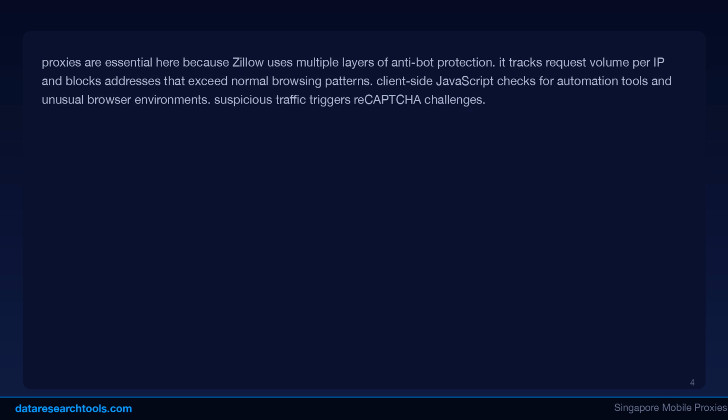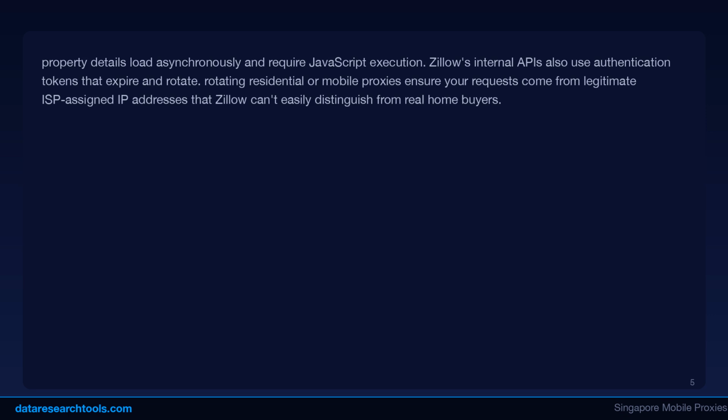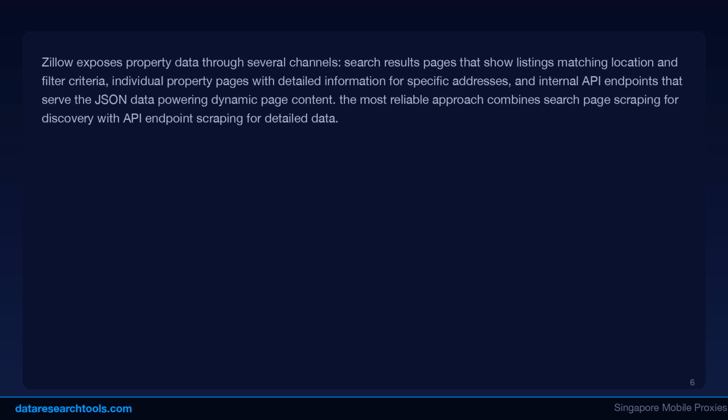real home buyers. Zillow exposes property data through several channels: search results pages that show listings matching location and filter criteria, individual property pages with detailed information for specific addresses, and internal API endpoints that serve the JSON data powering dynamic page content. The most reliable approach combines search page scraping for discovery with API endpoint scraping for detailed data.